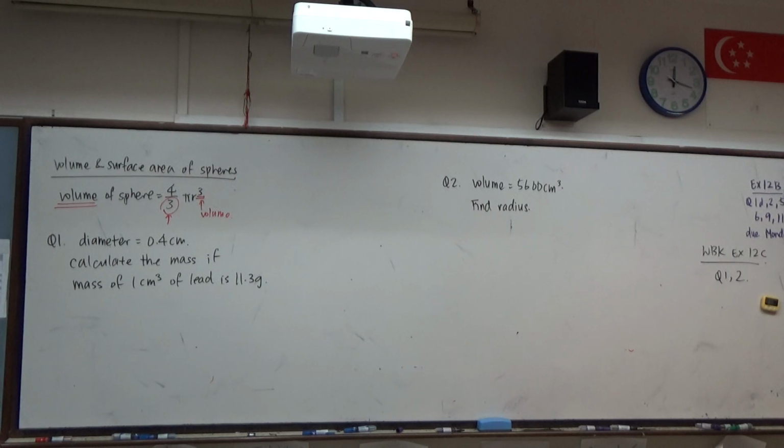They say the diameter is 0.4 cm. You want to find the mass. The material of the ball is such that 1 cm cube weighs 11.3 grams. So if you can find the volume of this ball, will you be able to find the mass of the ball? Understand? 1 cm cube of volume will give you 11.3 grams. So how much volume can give you how many grams?